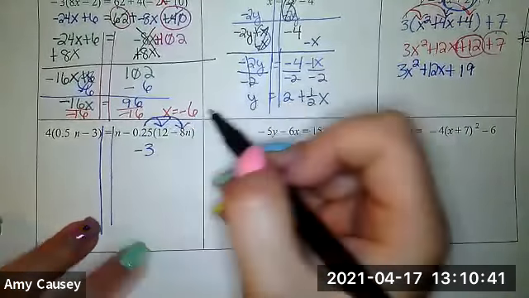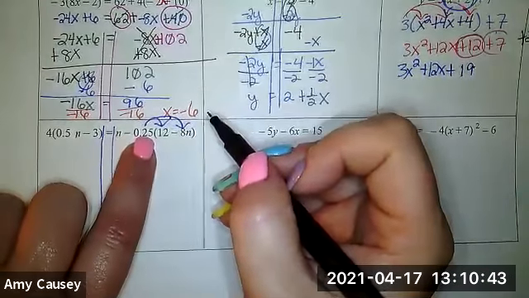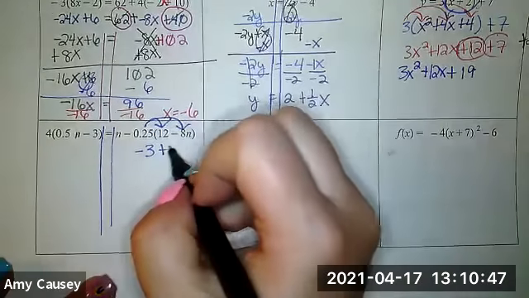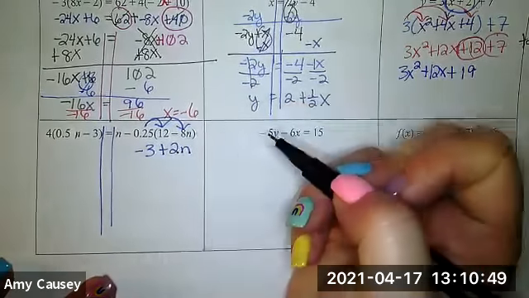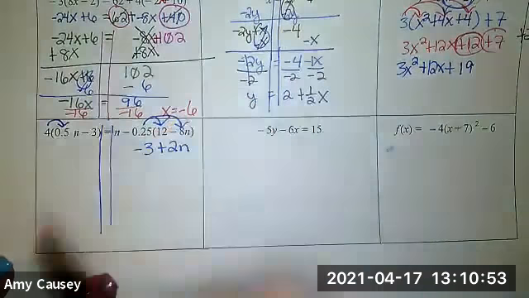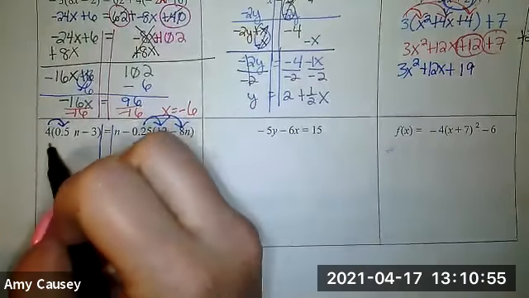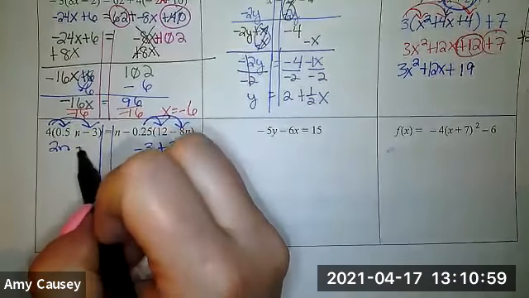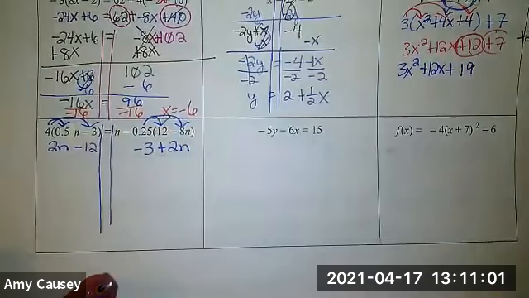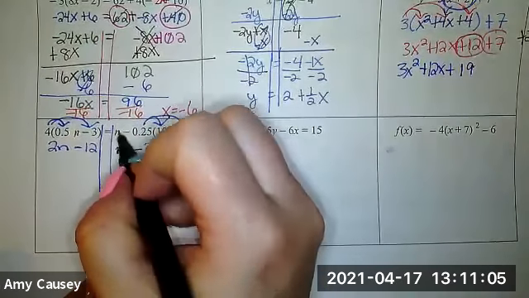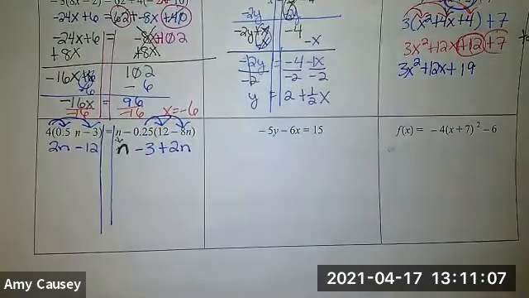And then you're doing negative 0.25 times negative 8, which would be positive 2. On this side, you're just distributing 4 times 0.5, and you get 2. And 4 times negative 3, you get negative 12. Just don't forget to bring down what you have not done anything with, which is that n. That often gets lost.